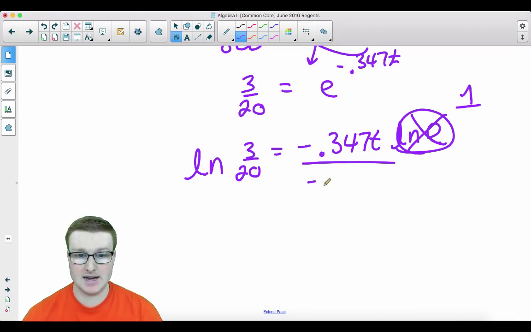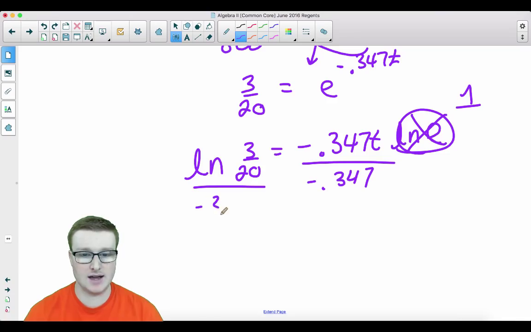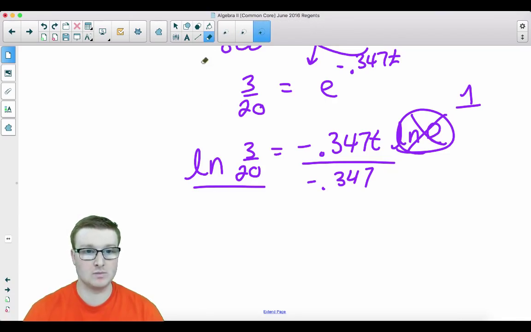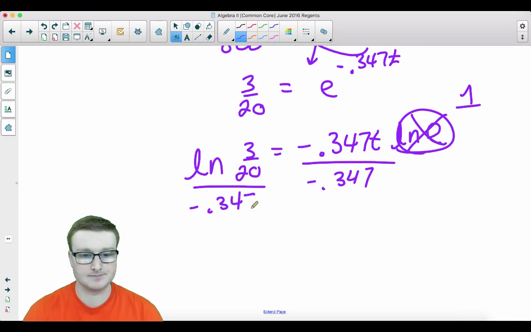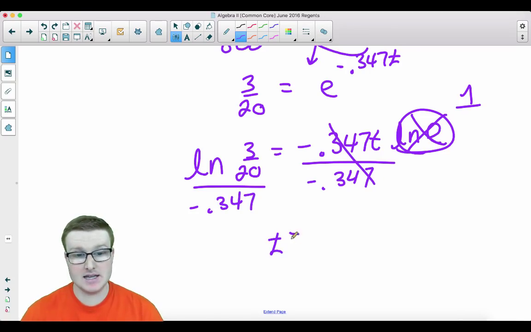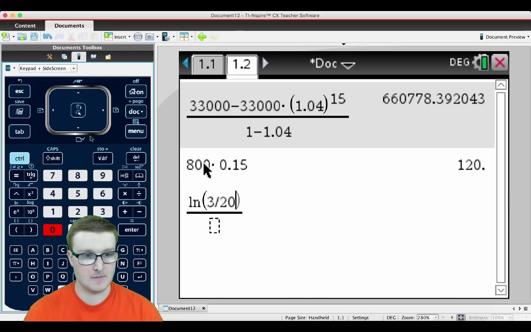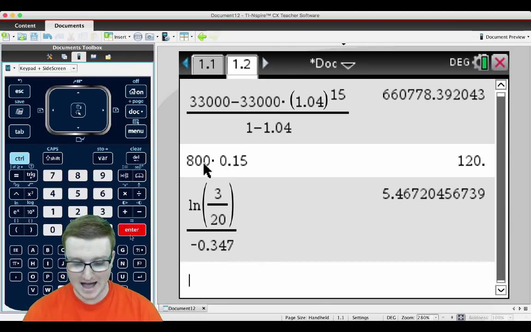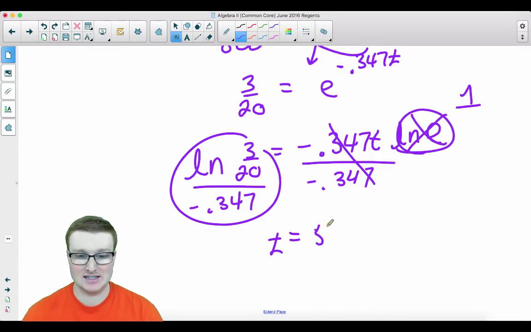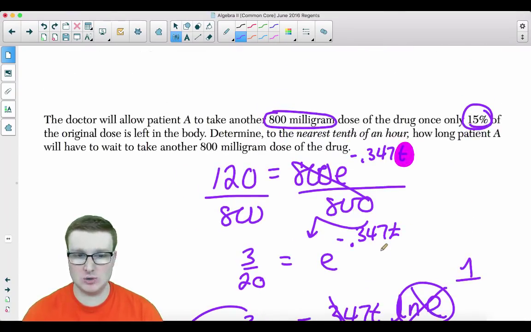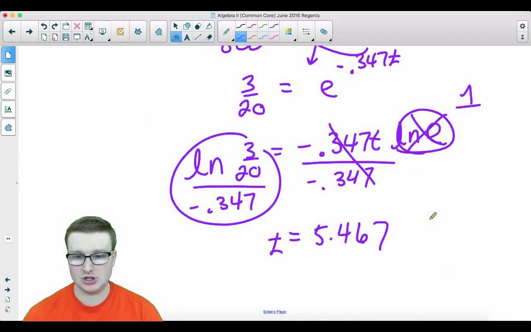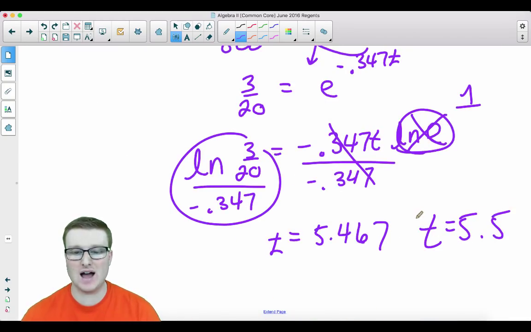So now we're going to divide by negative 0.347 on this side, and divide it over here as well. What you do to one side, you must do to the other. Those cancel. And we get t equals whatever that number is. So go to your calculator, the natural log of 3/20 divided by negative 0.347. And you get an answer of 5.467. Now they want you to do it in nearest tenth of an hour. So your time t equals 5.5 hours.